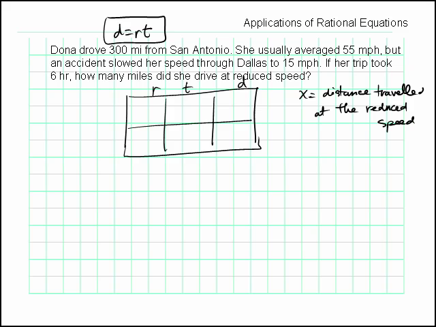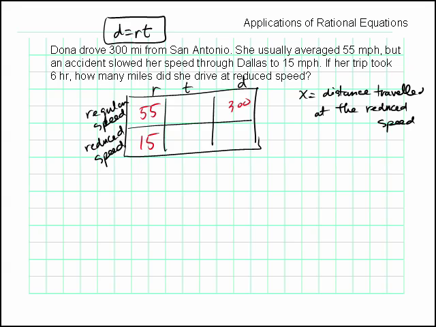So we're traveling at the regular speed and the reduced speed. Now the rate, we already know, her regular speed is 55 miles per hour. So that's 55. Her reduced speed was 15. Right there. Now it says that the trip was 300 miles, but we don't put a 300 here because she didn't drive the entire 300 miles at the regular speed. She only drove a part of it.